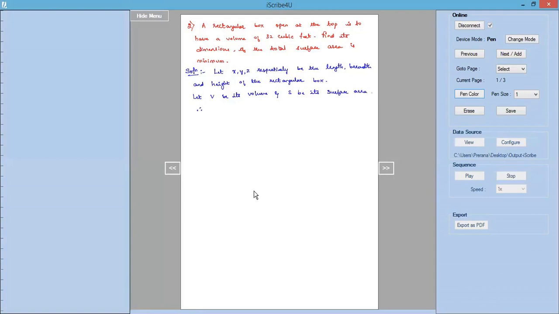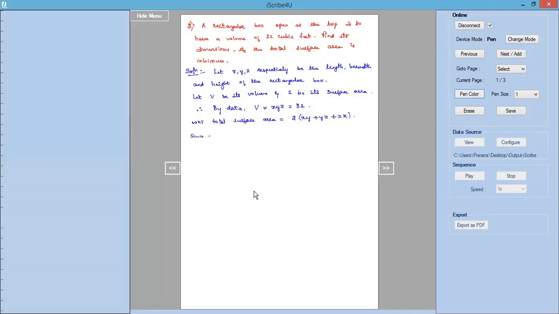So therefore, by data, we have the volume of the rectangular box given to be x into y into z, and that in turn is equal to 32. And we are familiar with the formula for total surface area, which is given by 2 times (xy + yz + zx).